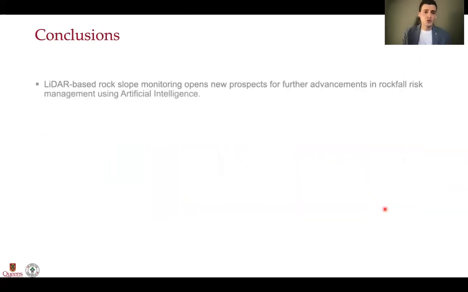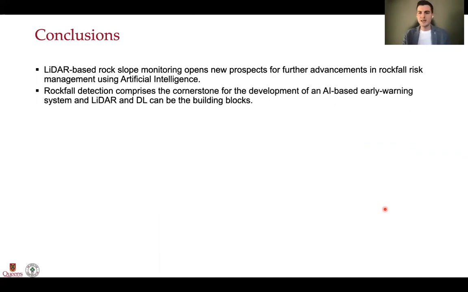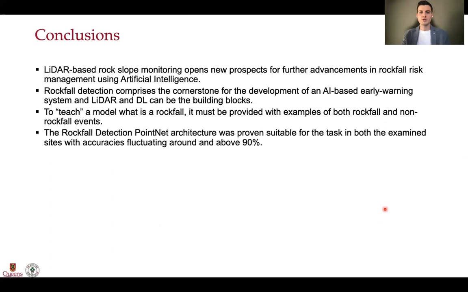In conclusion, LiDAR-based rock slope monitoring opens new prospects for further advancements in rockfall risk management using artificial intelligence. Rockfall detection comprises the cornerstone for the development of an AI-based early warning system, and LiDAR and deep learning can be the building blocks of it. To teach a model what is a rockfall, it must be provided with examples of both rockfall and non-rockfall events. The rockfall detection PointNet architecture was proven suitable for the task in both the examined sites, with accuracies fluctuating around and above 90%, pardon me.